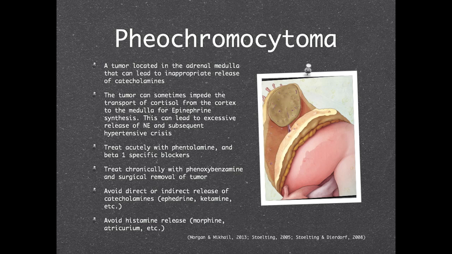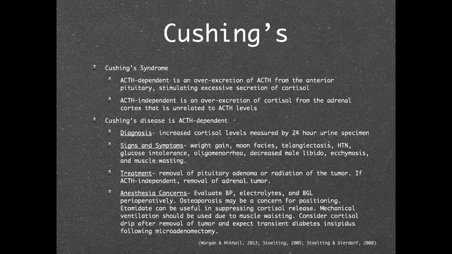Pheo patients should always be started on phenoxybenzamine several weeks prior to surgery. Cushing syndrome can either be ACTH dependent or ACTH independent. ACTH dependent Cushing syndrome is an overexcretion of ACTH from the anterior pituitary, stimulating excessive secretion of cortisol. ACTH independent is an overexcretion of cortisol from the adrenal cortex that is not related to ACTH levels.